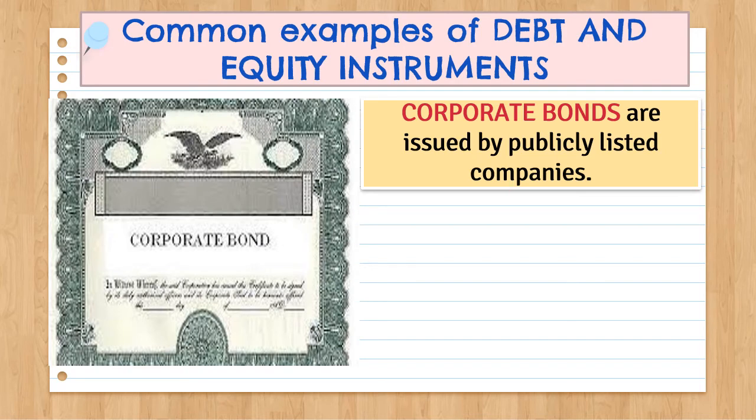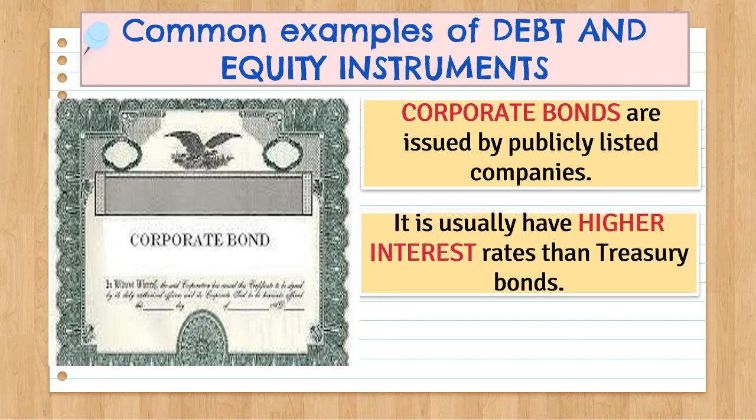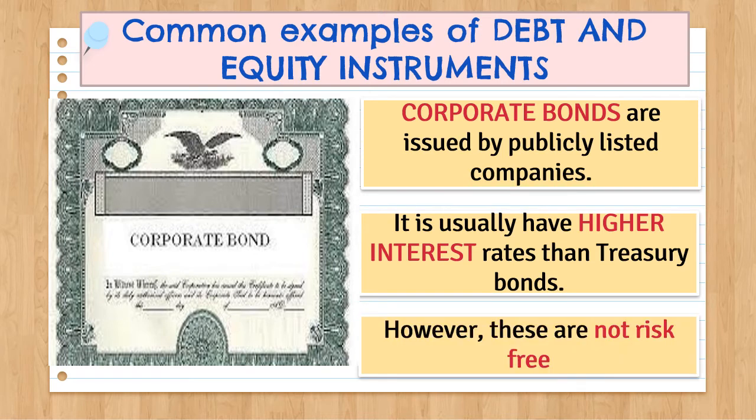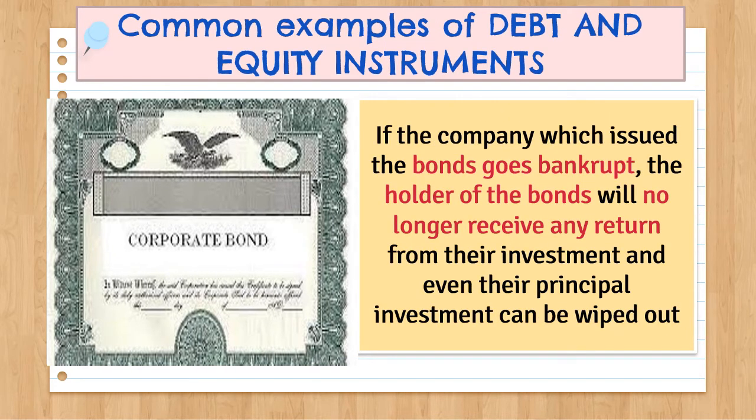Corporate bonds are issued by publicly listed companies. They usually have higher interest than treasury bonds. However, they are not risk free. If the company which issued the bonds goes bankrupt, the holder of the bonds will no longer receive any return from their investment, and even their principal investment can be wiped out.